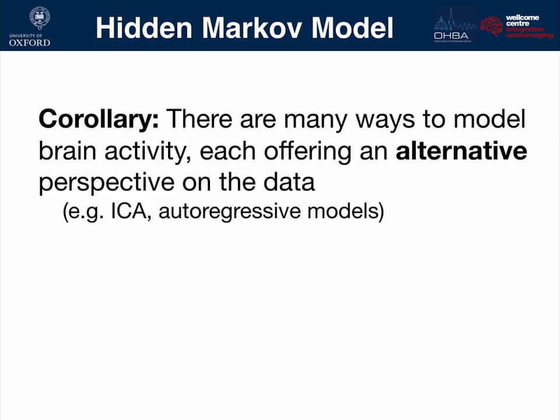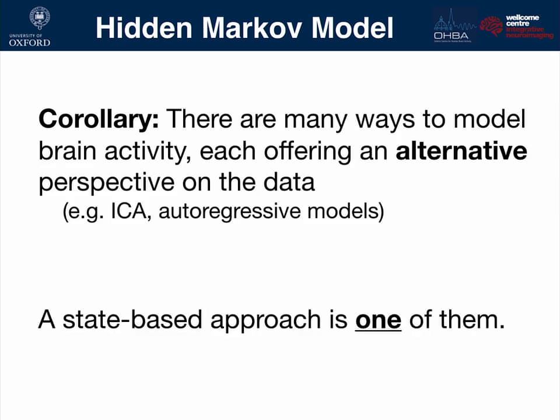So the corollary is that this is one way of describing the data among others. ICA is another way. Autoregressive models is another way. Rafael is going to talk about that later. And this state-based approach, of which HMM is one possibility, Joanna is going to talk about another one, is one possible way to describe the data. That doesn't mean that this is the ground truth.